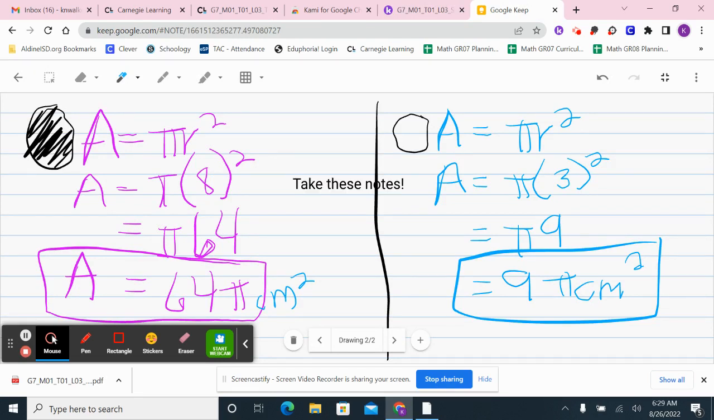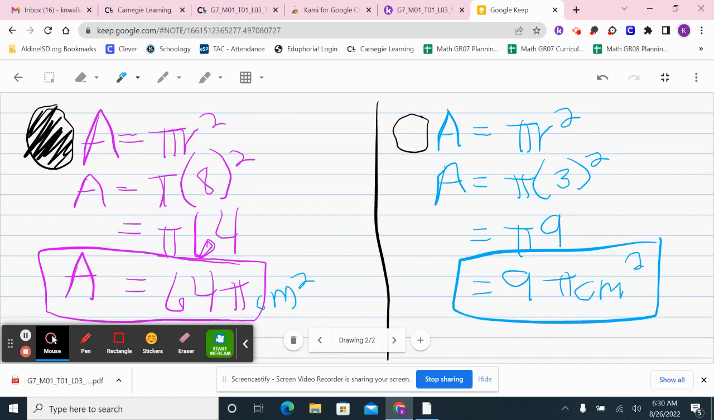So the first thing I did was set up the formula. Area of a circle is equal to pi r squared for both circles. Then I filled in the radius. So for the first circle, you should have written pi times 8 squared, and then for the smaller circle, pi times 3 squared. Then when you solve and multiply, you should have gotten 64 pi for your larger circle and 9 pi centimeters squared for your smaller circle. Now, we are not done.